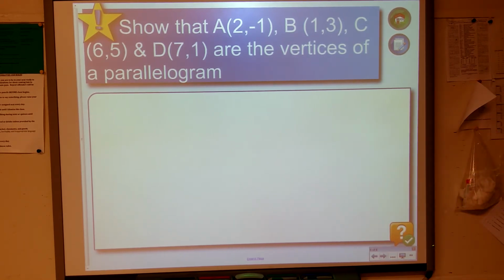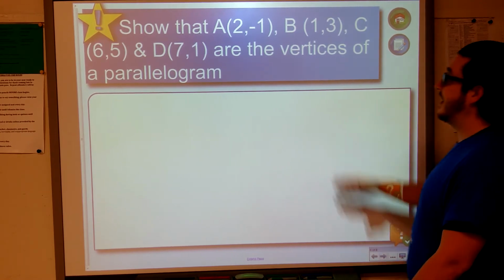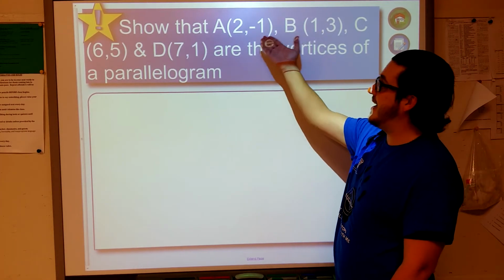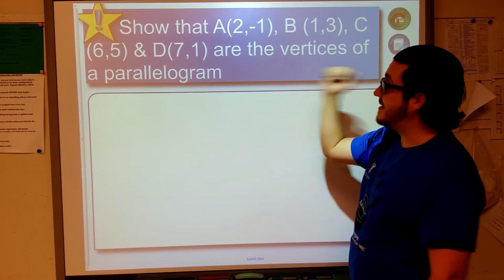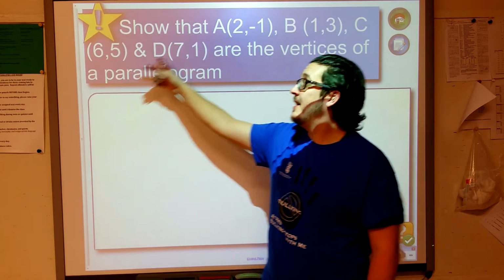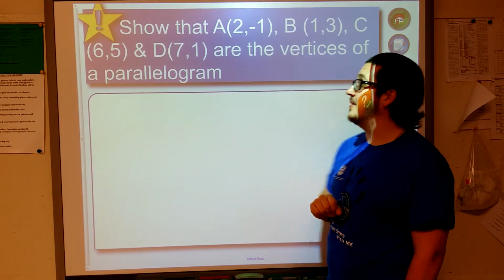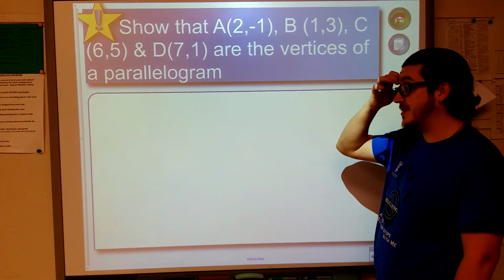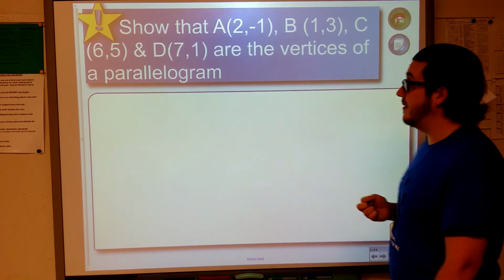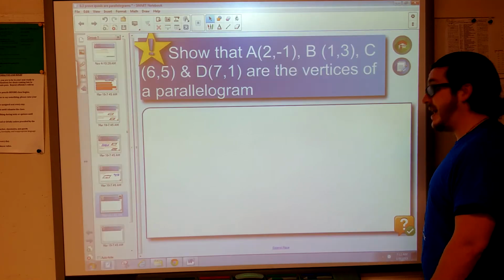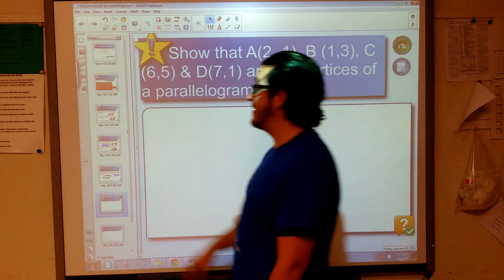We're going to show that these four coordinates, A, B, C, and D, are the vertices of a parallelogram. You're saying, oh my God, I got four coordinates. You're going to show that A, which is (2, -1), B, which is (1, 3), C, which is (6, 5), and D, which is (7, 1), are the vertices of a parallelogram. I'm going to add something. This is going to be special.